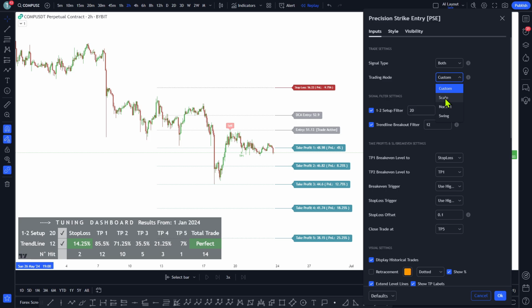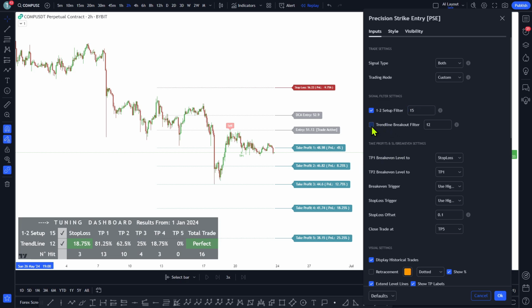Scalp is recommended for the 5 to 15 minute time frame. The normal mode is for the 15 minute up to 2 hour time frame, and swing is for 2 hour up to 4 hour time frame. I leave it at custom mode because with that I can change the pivot for my 1-2 setup, and I can see directly the impact on the number of trades and the number of winners and the number of losers. This gives me confidence in my setup.